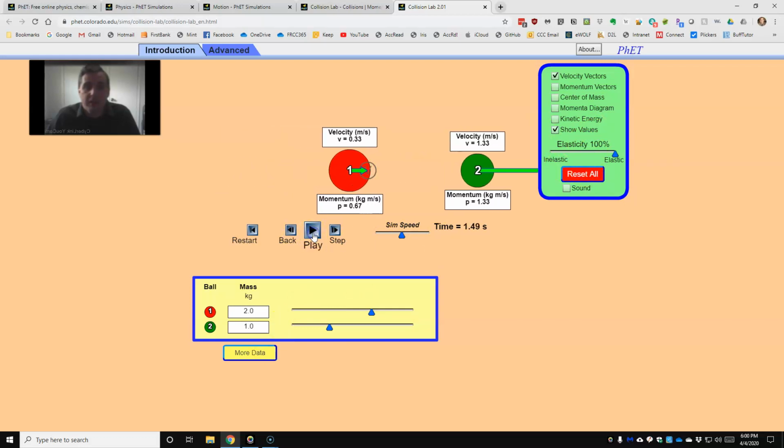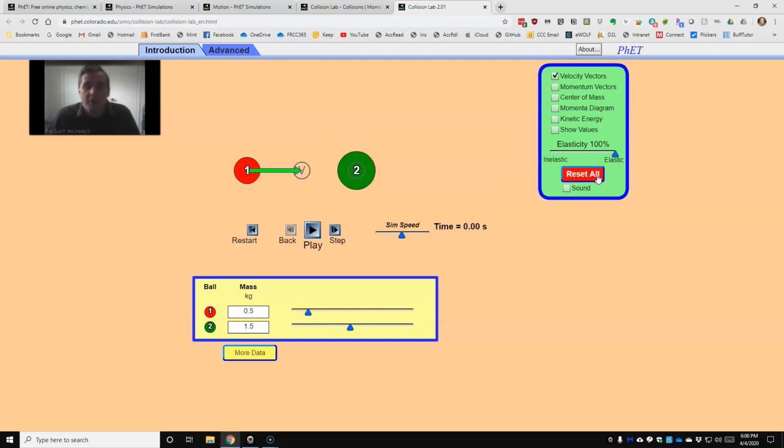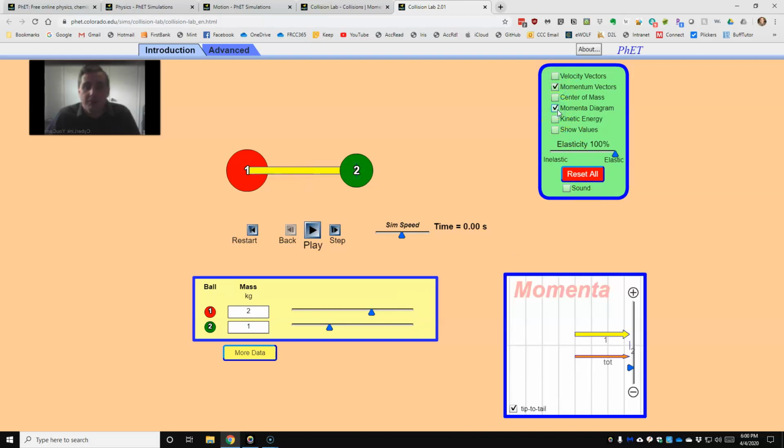Notice this is what we see. Okay, watch it one more time, but this time watch it with, again, ball 1 having 2 kilograms for its mass, and ball 2 having 1 kilogram for its mass. And then let's instead look at the momentum vectors and the momentum diagram. Okay, so let's do this. 3, 2, 1.